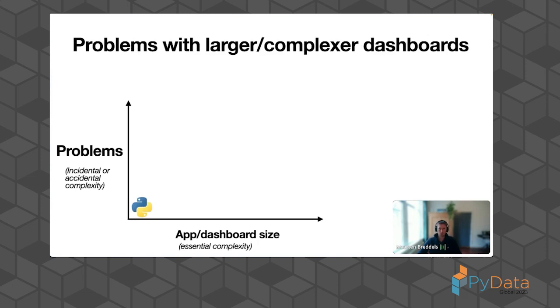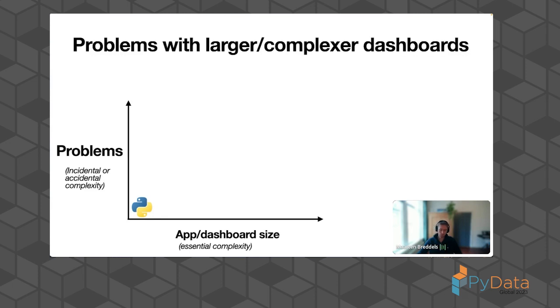So what kind of problems did we actually see? On the horizontal axis, we have the axis describing your dashboard size. And we often start on the left with a small app or small dashboard describing something simple. But they usually grow, and the dashboard grows in size, and it describes something complex. So there's some essential complexity in it, and that's fine. You're trying to automate or solve a complex problem or give insights into a complex workflow. But on the y-axis, we have problems, or more formally, incidental or accidental complexity.